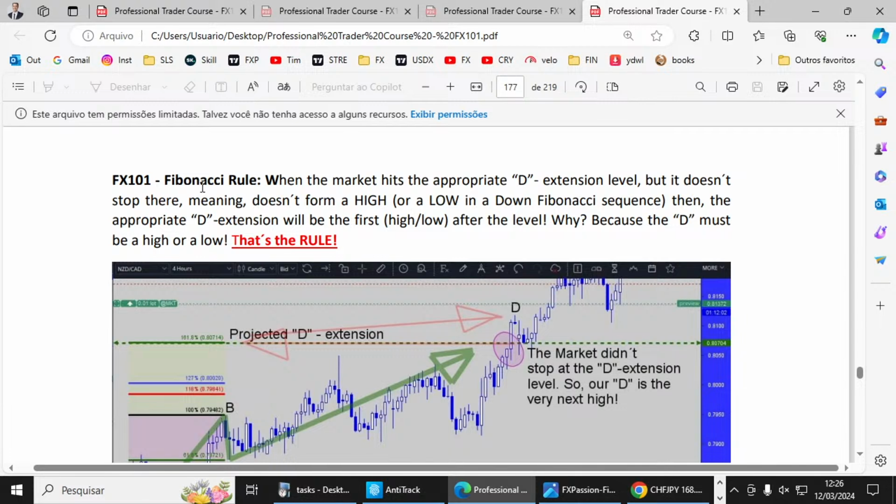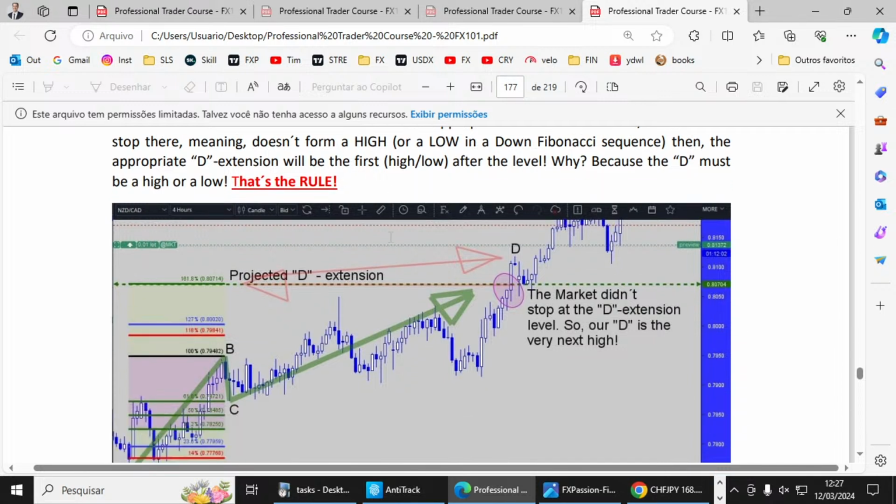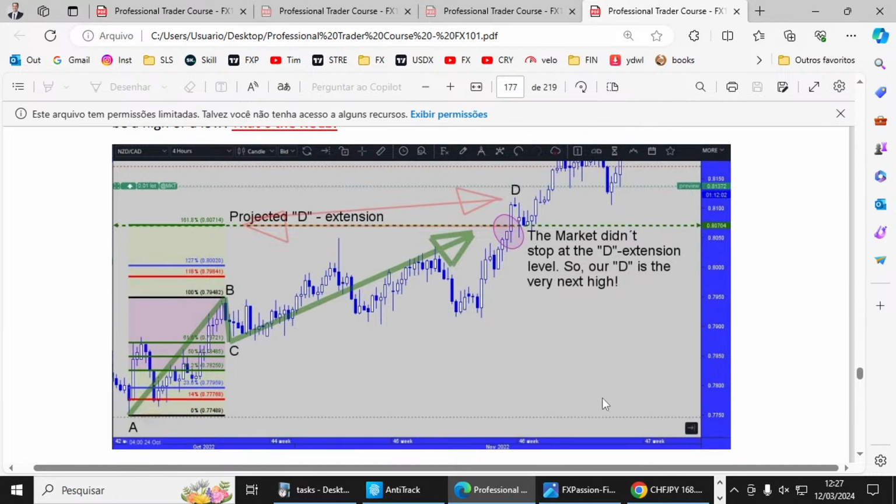Forex course 101 Fibonacci rule: when the market hits the appropriate extension level but it doesn't stop there, meaning it doesn't form a high or a low in a down Fibonacci sequence, then the appropriate extension will be the very next high or low after the level. Why? Because the D must be a high or a low. That's a rule, everybody. You need to learn the rules. Do you want to make money with the Fibonacci's? You need to learn the rules.